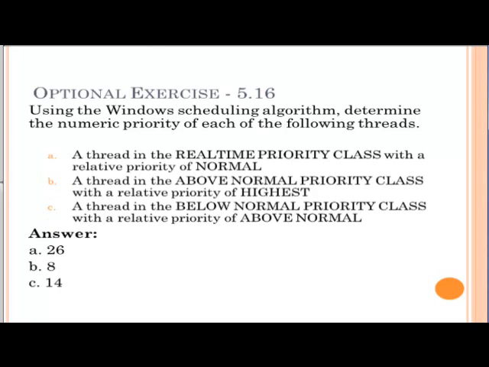These are the actual numbers. You had to come up with numbers here. You wanted to determine the numeric priority. It wasn't a matter of A, B, or C. It was what were the numbers. You had to come up with the numbers and do the calculations to come up with the numbers. And these are the numbers.